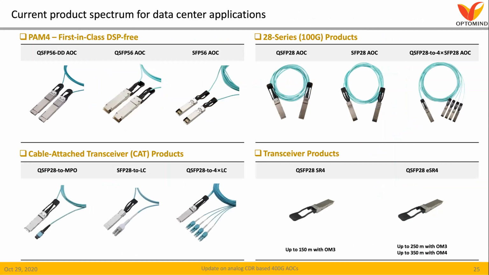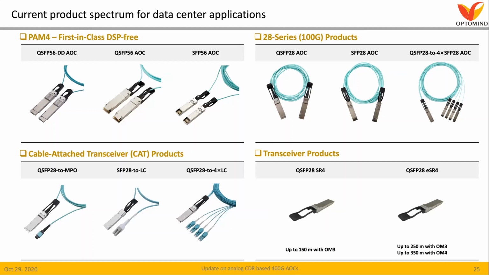Here is our current product spectrum for data center applications. We have PAM4 AOC solutions as a flagship product, including QSFP-DD, QSFP, SFP, OSFP, and their breakouts with a flexible combination of each form factor. We are doing the same with 25 Gbps NRZ products for both AOC and transceivers.